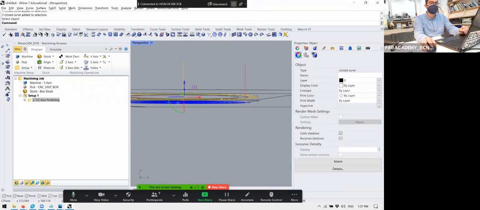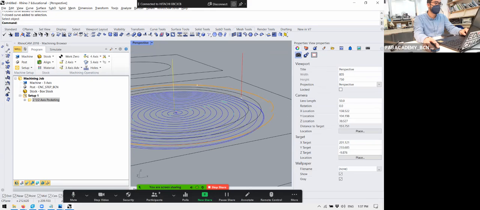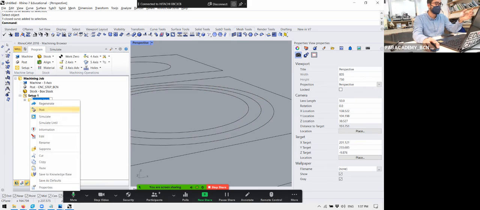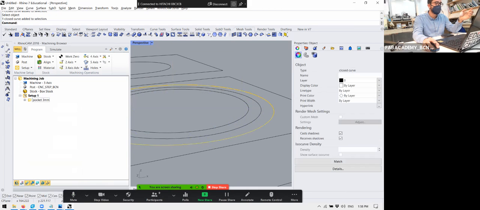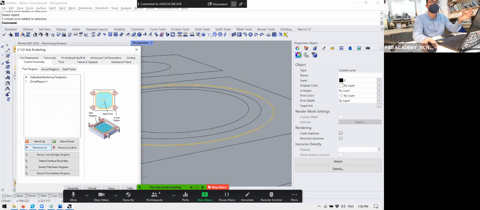Now let's do the next one. That is this one. So this we always try to rename it. That is pocket 3 millimeter. Always try to put the names. You will have a lot of these paths, and it can get really messy. I have already set up everything, so let's duplicate this one. Copy and paste it. They will open the second one. Remove everything. Select the next curve. Enter.